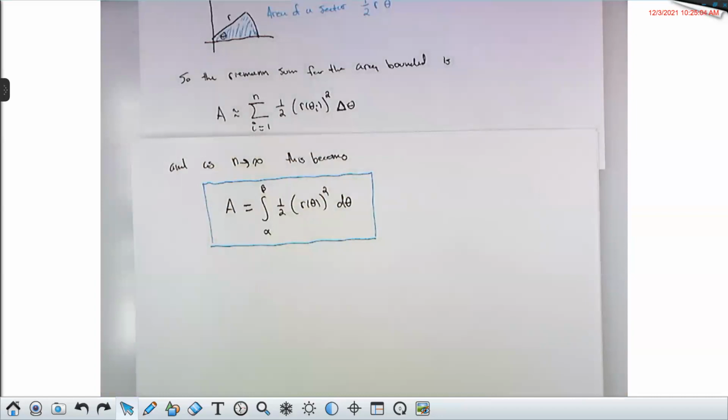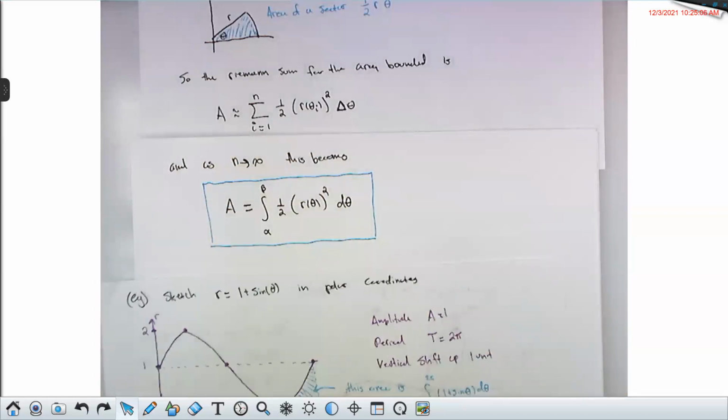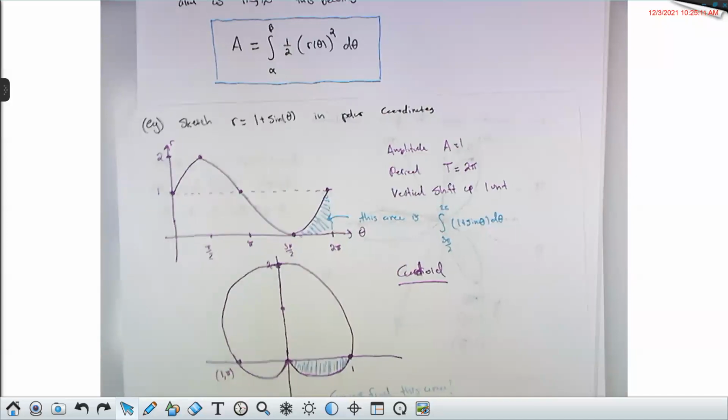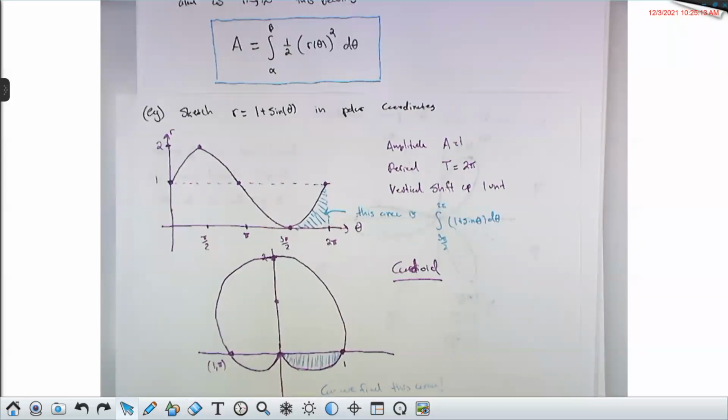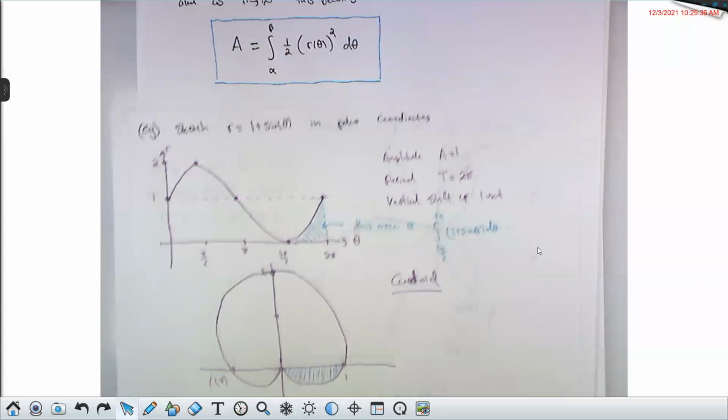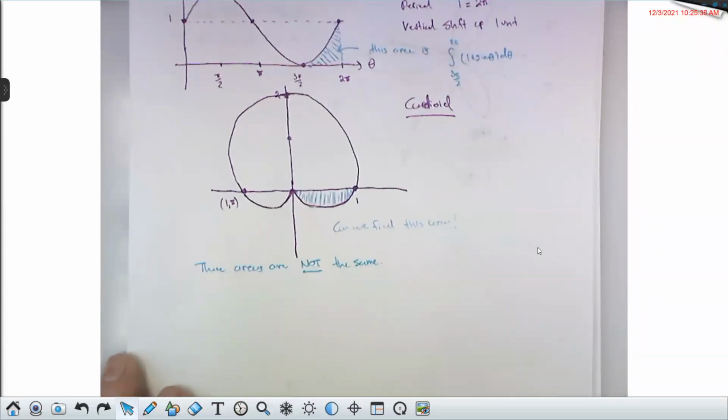So let's return to our cardioid. Now that we have this formula in hand, let's see if we can find this area. You ready? Everybody's got this integral formula down? If you want to, we can also calculate this just to verify that they're different. I said that earlier.